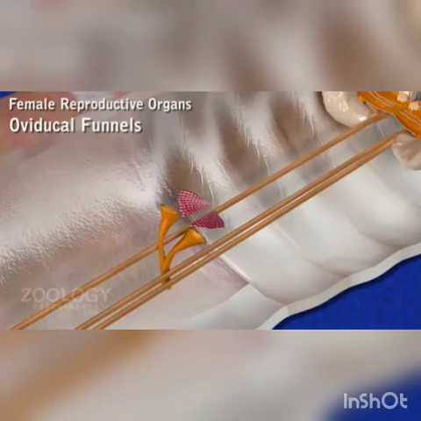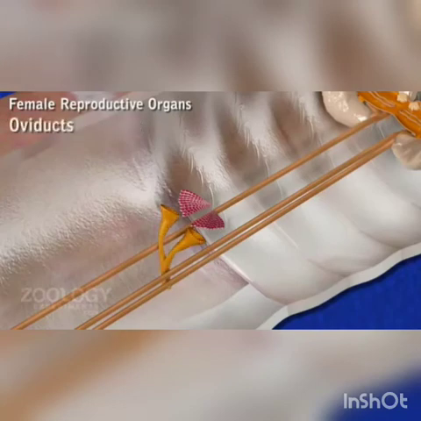The ovarian funnels are present beneath the ovaries. ஓவரிக்கு கீழே ஒரு funnel இருக்கும். That is called the ovarian funnel, which continue into oviduct. அது அப்படியே ஓப்பன் ஆகி பெரிய டியூப் போல் வரும். That is called as oviduct. அங்கே எப்படி நம்ம vas deferens சொல்கிறோமோ அந்த மாதிரி இங்கே oviduct.